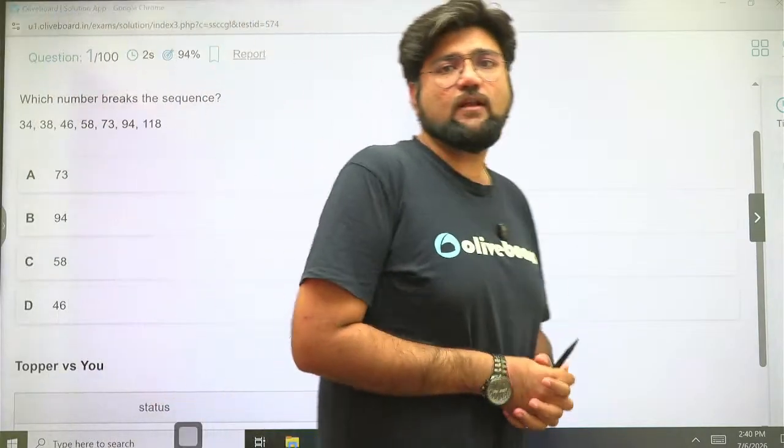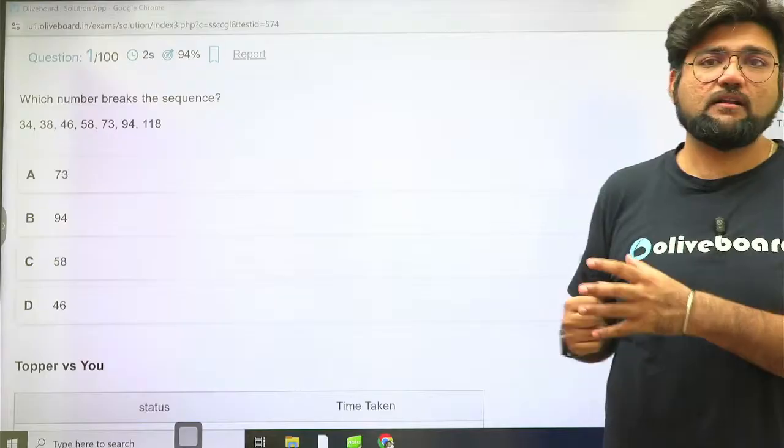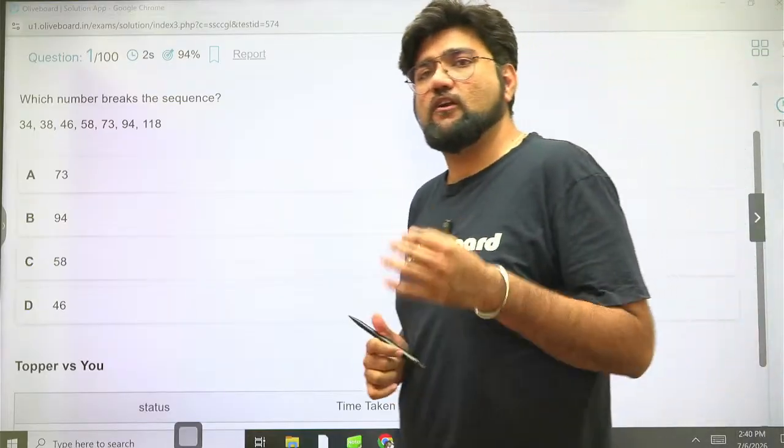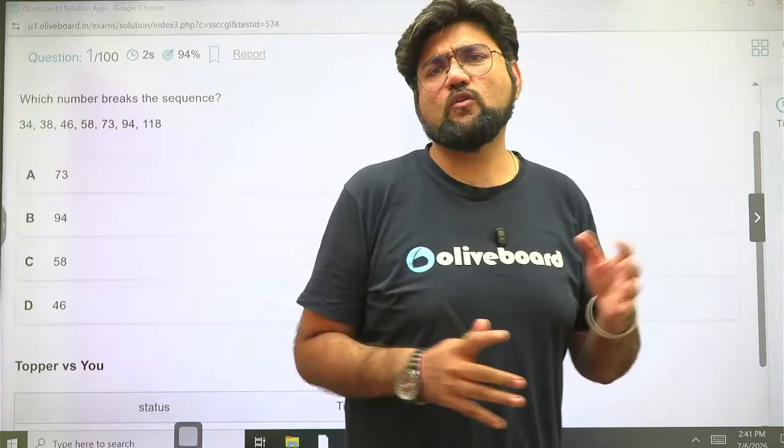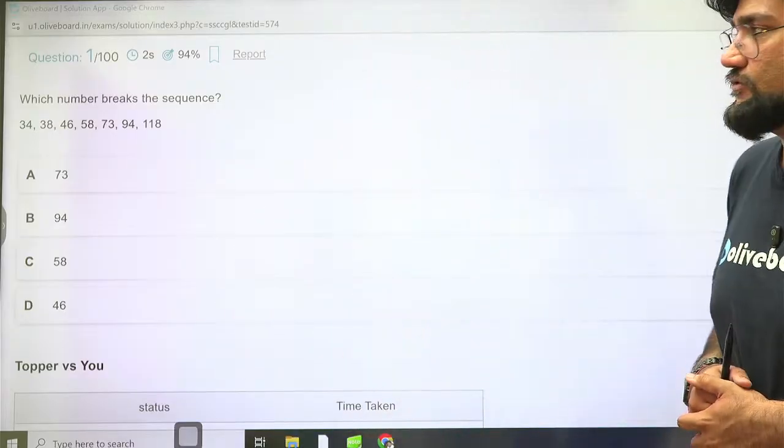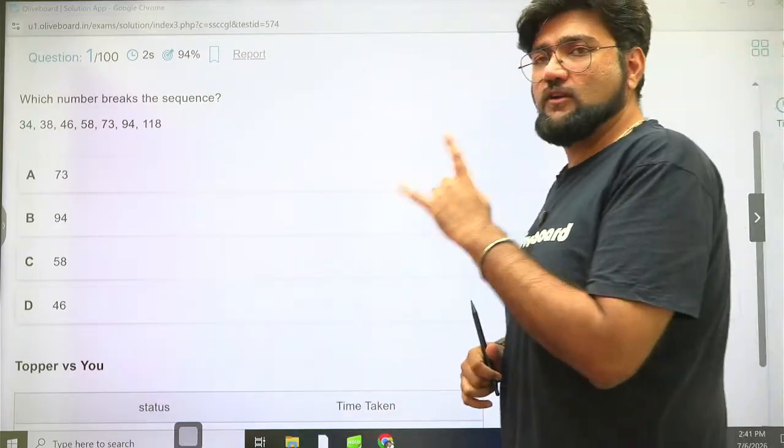The SSC CGL Tier 1 live mock with sectional timer enabled has been conducted on the Oliveboard platform, and I'm here to discuss the logical reasoning section with you in detail. So let's quickly start without wasting a single second. The very first question in front of you, and what reminds you after looking at this question?